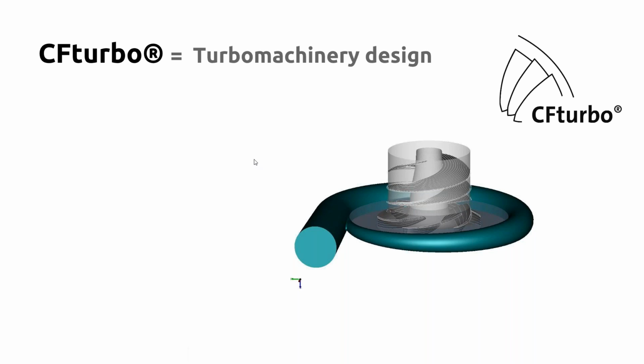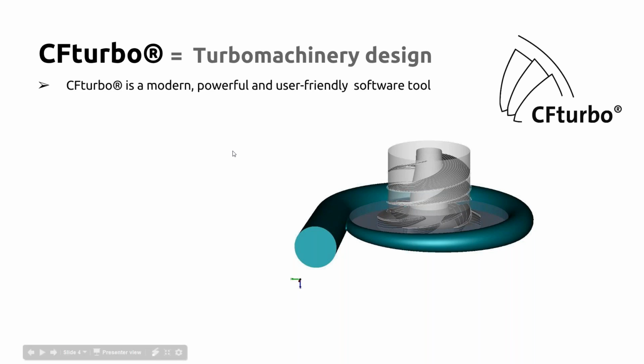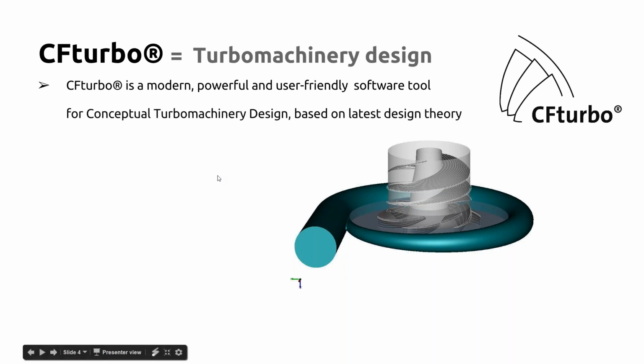CFturbo is a company based in Germany. We have 2 locations in Germany. One is Dresden and the other one is Munich. Our main product is the design software CFturbo. It's a modern and powerful user-friendly software tool for the conceptual design of turbo machines and their components. And it's based on the latest design theory.